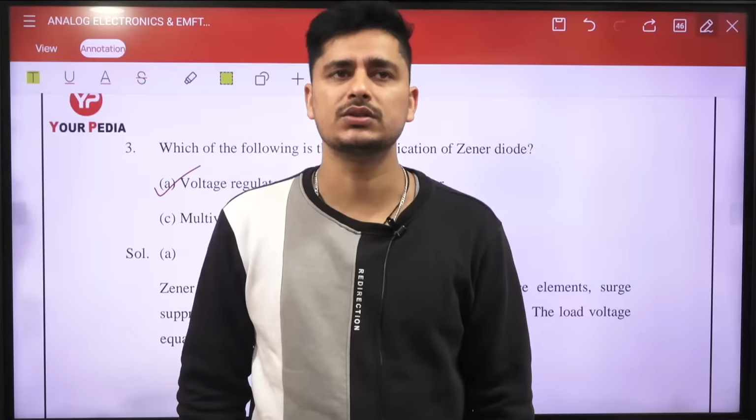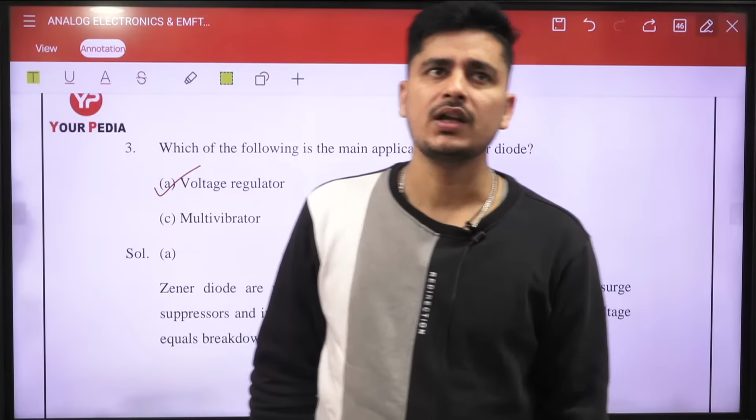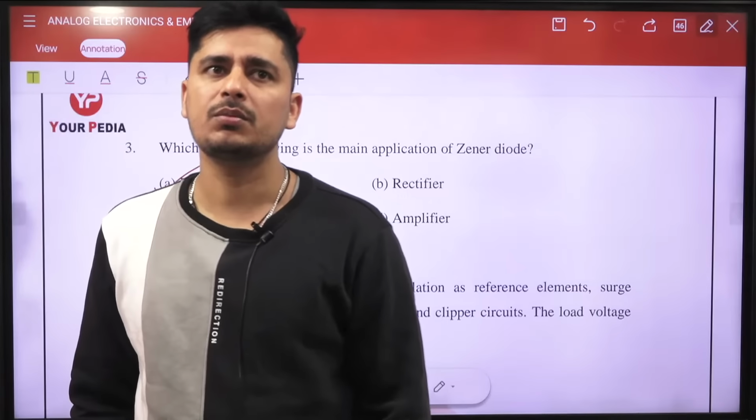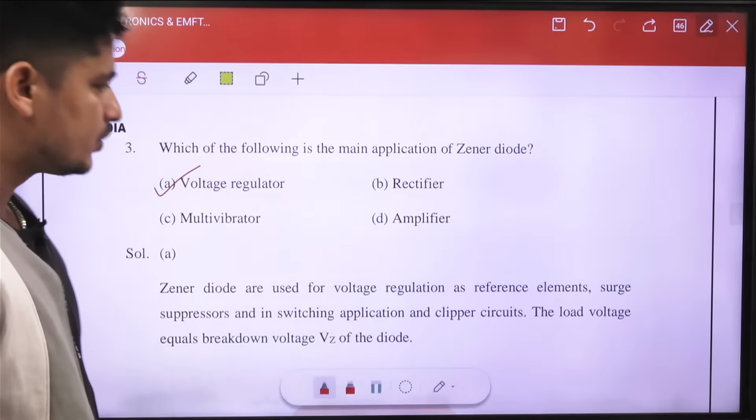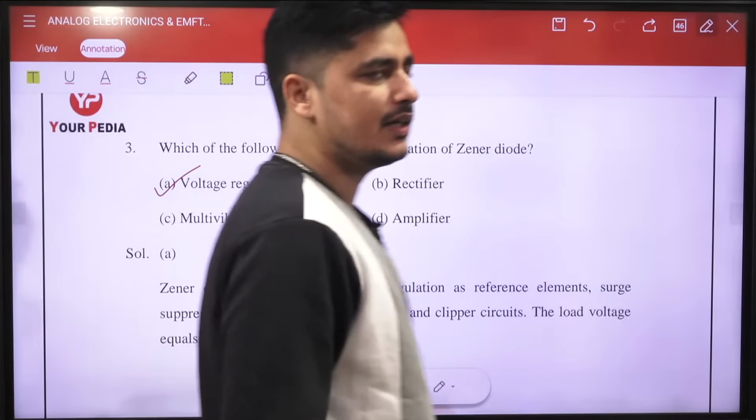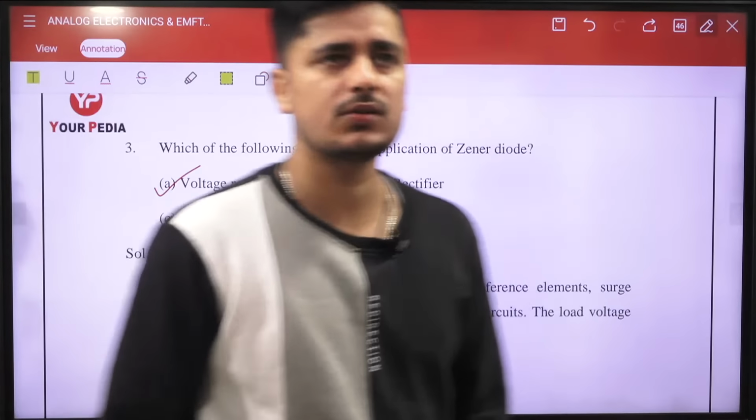It is generally used in the reverse breakdown region. In the reverse breakdown region, it will work as a voltage regulator. So the main use of Zener diode is as a voltage regulator. Understood everyone?